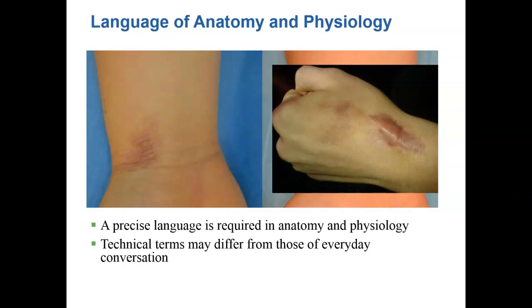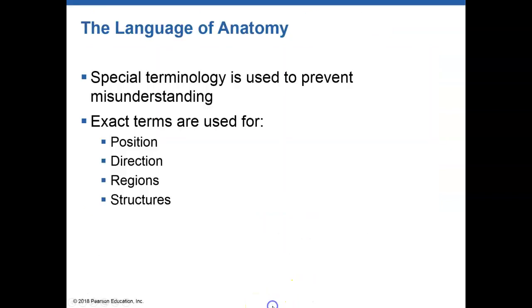Say you were babysitting somebody's child and you said, hey, your child just got a burn on his wrist. The parent may not understand where that is. And the reason for that is you could have a burn on the wrist here or a burn on the wrist over here. They're different parts of the wrist, but they're both the wrist. And so using specific terms helps us to identify exactly where the damage has occurred.